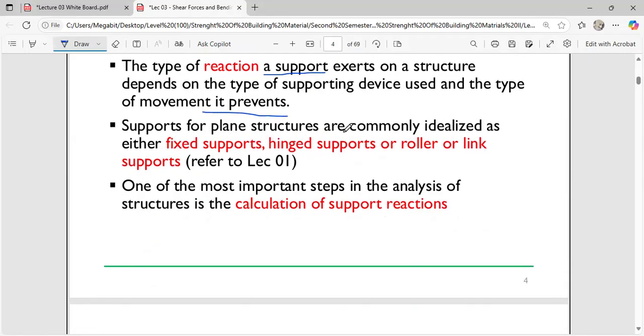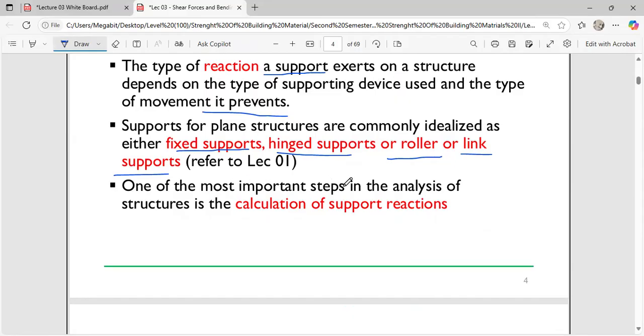Supports for plane structures are commonly idealized as either fixed support, hinge support, or roller support, or sometimes even link support. Okay, and from lecture 1, we learned that fixed support has 3 reactions, hinge support has 2 reactions, and the roller support has 1 reaction.